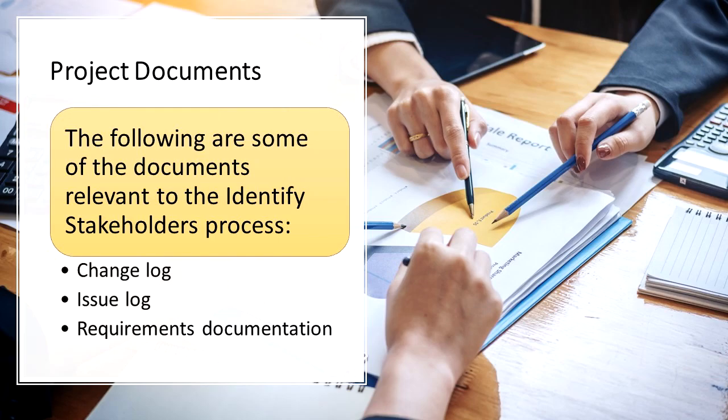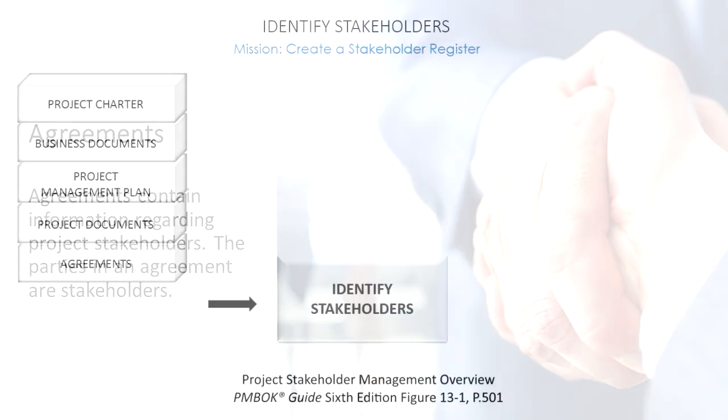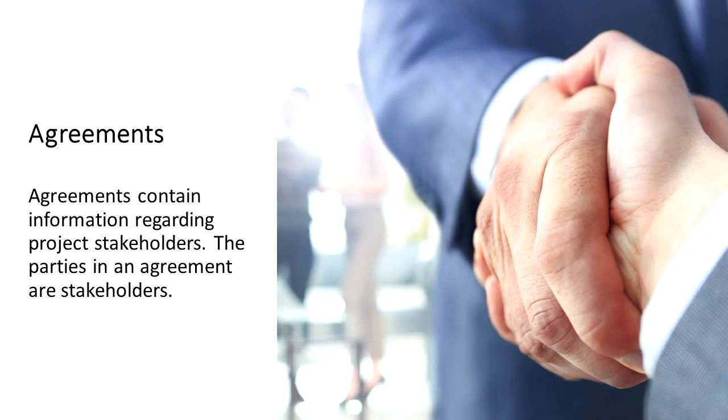The next input is project documents. Various project documents exist. We know that at the time we are carrying out our initial identification of stakeholders, lots of documents will not be available. But as time goes on, we will have the change log becoming available, the issue log becoming available, and even requirements documentation, which could give more insights as to potential stakeholders. The next input is agreements. Agreements could be contracts, memorandums of understanding, letters of intent, SLAs. These could help us identify stakeholders.